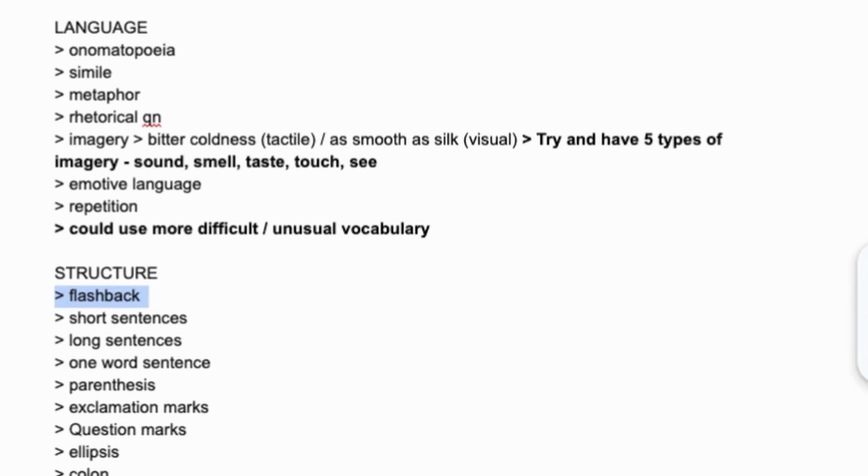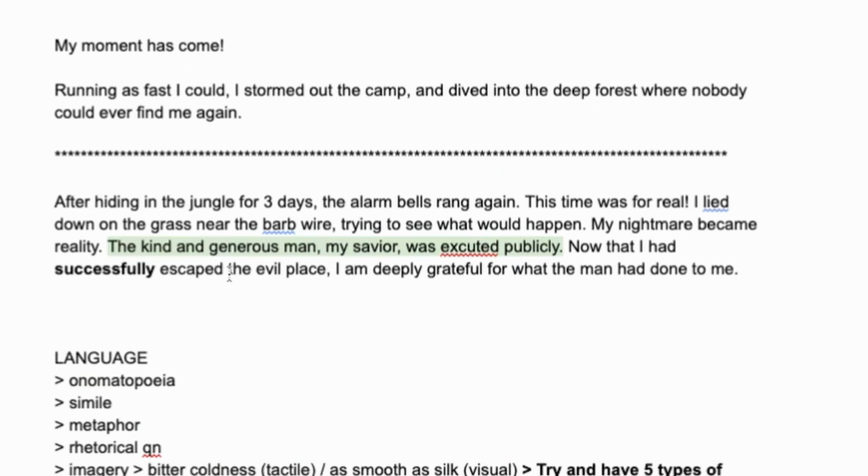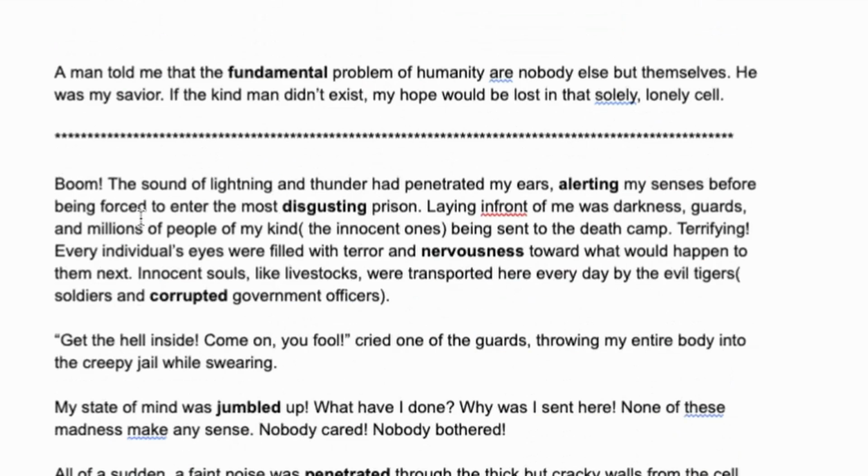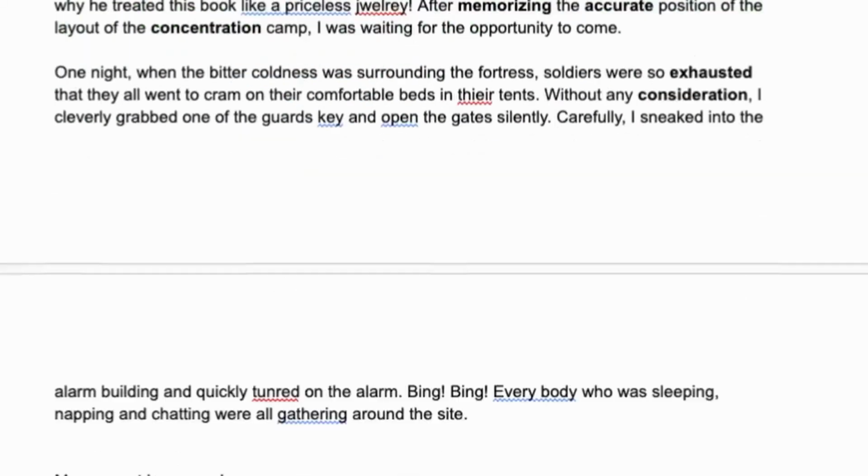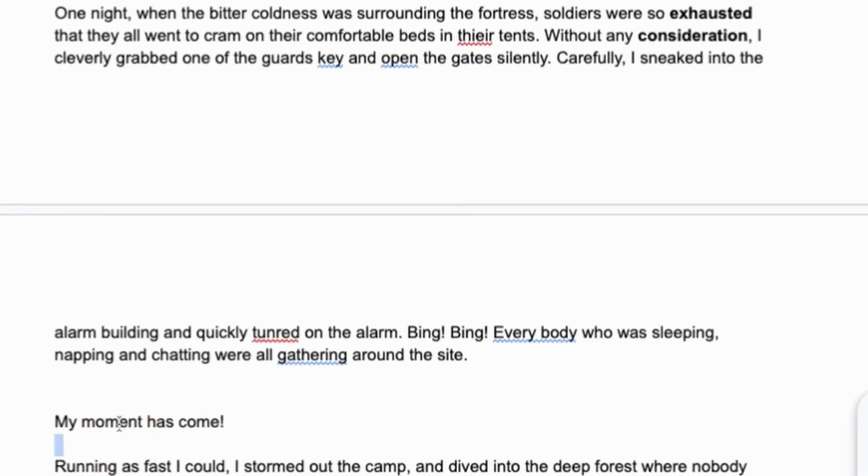There's a range of sentences. There's a range of punctuation, so things like brackets, parenthesis, exclamation marks, question marks, ellipsis, colon. There's a one sentence paragraph here, for example, "my moment has come."